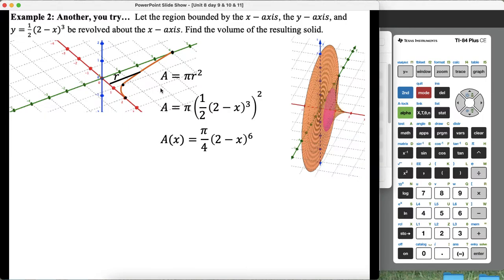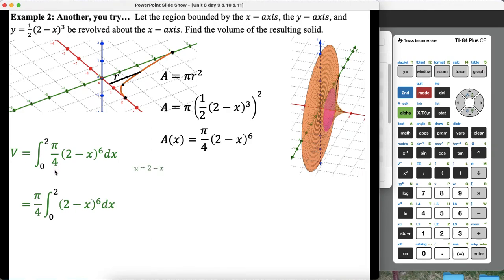So I know that these pink circular cross-sections are going to be stacked from 0 to 2. So that becomes my limits of integration, and this is what I'm integrating. We can do a u sub here. This is technically one that we really could ask you to do without a calculator.